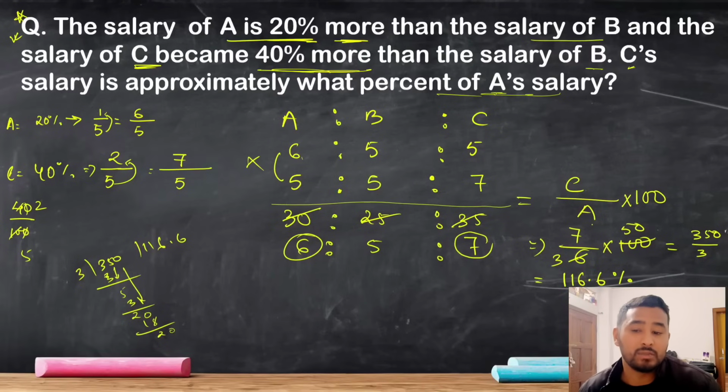So C's salary is what percent of A's salary? It is 116.6%. I hope this is clear. No issue with this. So let us see the next one.